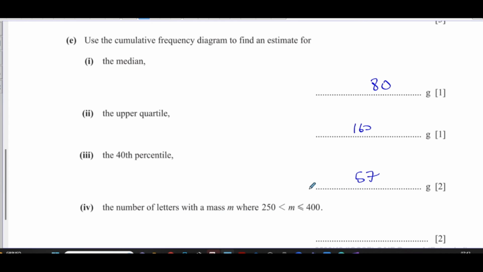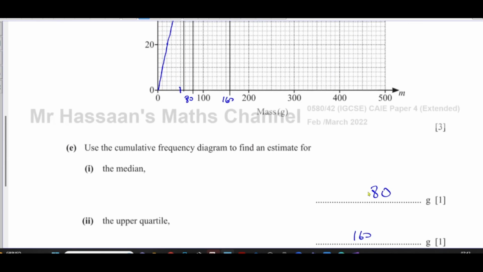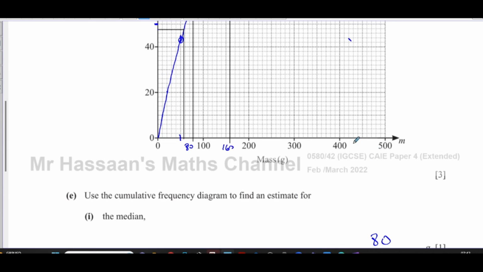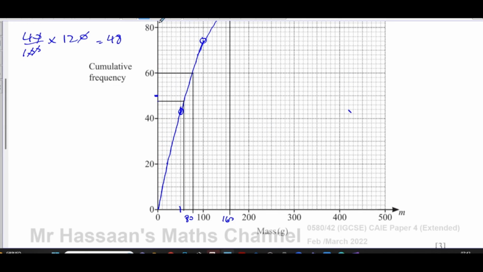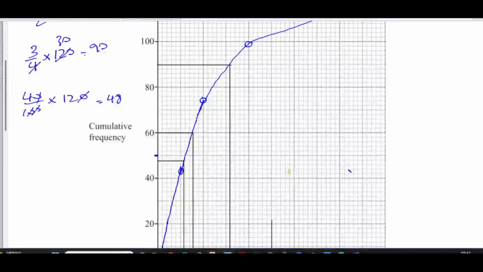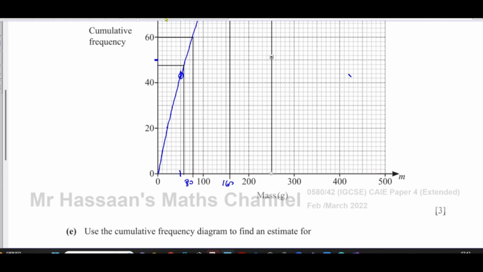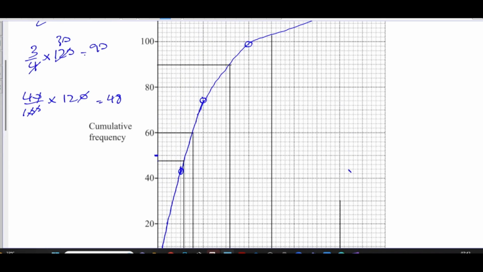Then it says the number of letters with mass m where m is between 250 and 400. So now what we've got to do this time is go to the m axis, go to 250 and 400 and see where those hit the curve. So I'm going to go to 250 first. I'm going to draw a line going straight up until it hits the curve there. And another line from 400, same thing.